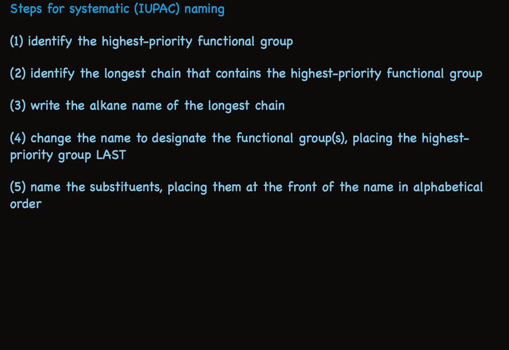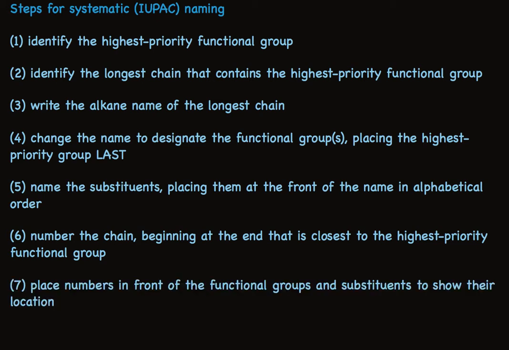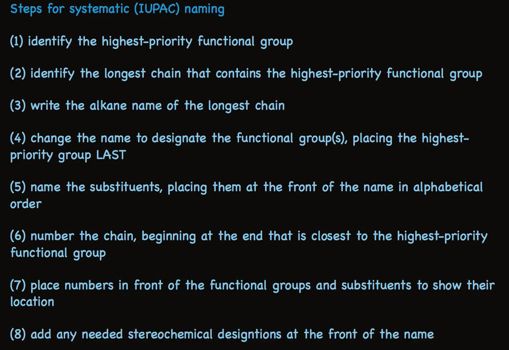After that, we're going to name all the substituents that are stuck to the chain that we've identified as being the longest chain. We're going to place them in alphabetical order in front of the name. And then we're going to number the chain beginning at the end that's closest to the highest priority functional group. This will tell us the numbers of the carbons that have substituents on them, and we'll put those numbers in front of the substituents. The only thing left after that is to add to the name any stereochemical designators, R or S, E or Z. And there you have it. Following these steps in this order will get you the right systematic name every time.